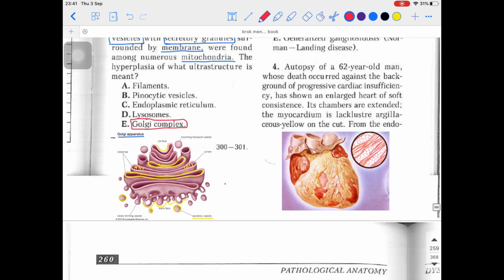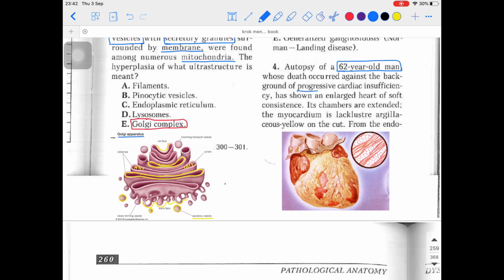Fourth one: autopsy of a 62-year-old man. So he is an old man, and the autopsy is going on. Most cases are related to autopsy, after death. If you're talking about pathomorphology or pathological anatomy, you are talking about already dead cases, in most situations. Autopsy of a 62-year-old man whose death occurred against the background of progressive cardiac insufficiency.